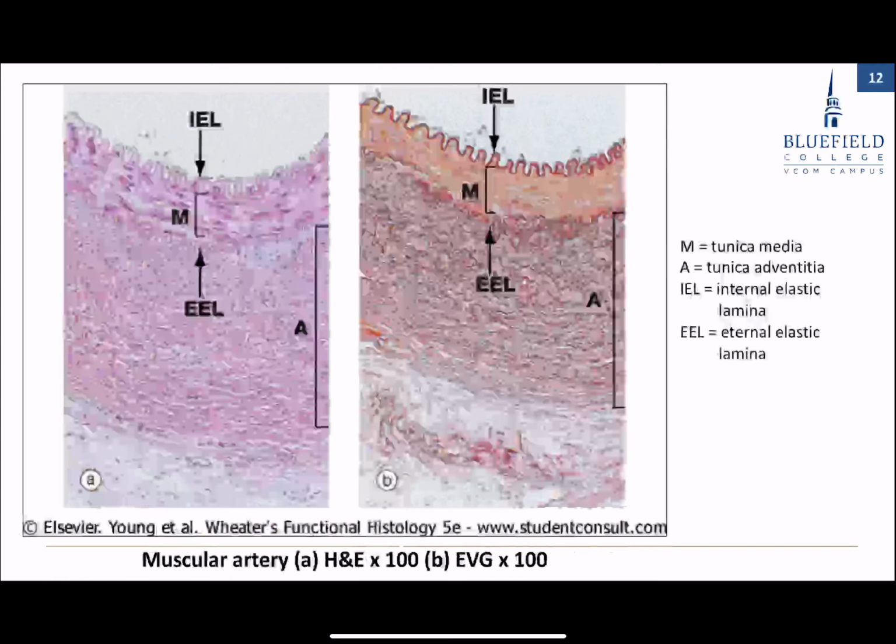So internal elastic lamina, border between intima and media. External elastic lamina, border between media and adventitia. Okay? I think I typed that in correctly and spell check didn't catch me, okay? That should be external, not eternal, all right? There is a difference.